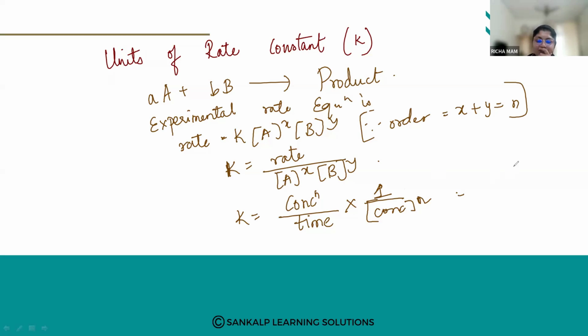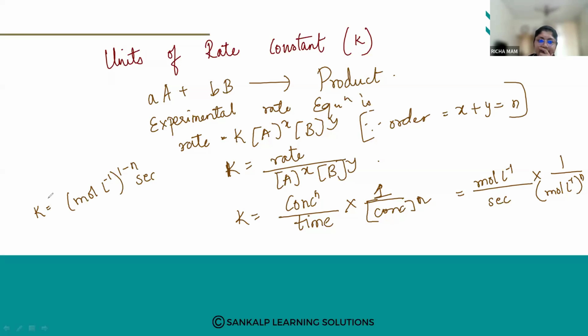So let us see what concentration is. Concentration is nothing but mole per liter. Time is in seconds. In the denominator, concentration again is mole per liter raised to n. So the constant K equals mole per liter per second divided by (mole per liter)^n, which gives (mole per liter)^(1-n) per second. This is the unit of the rate constant.